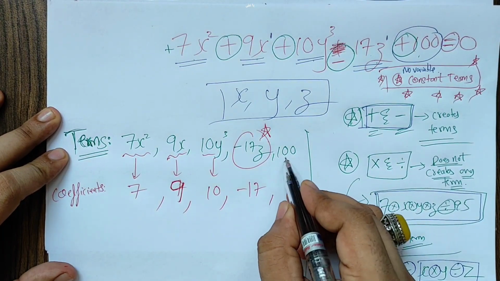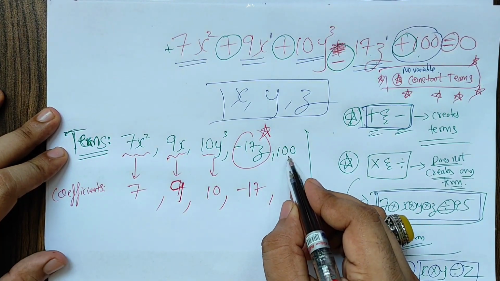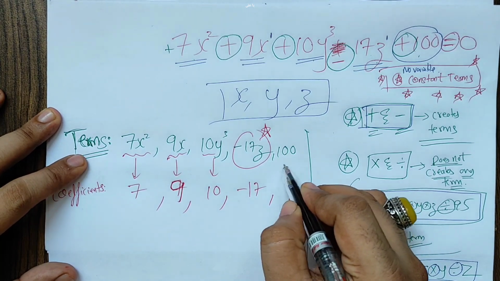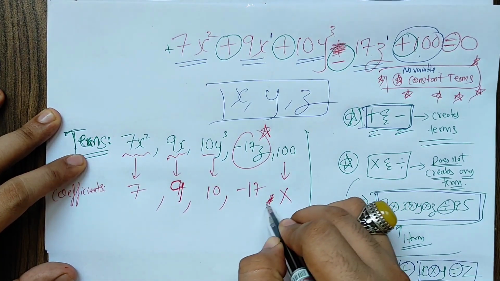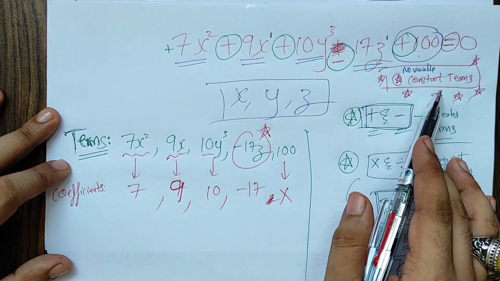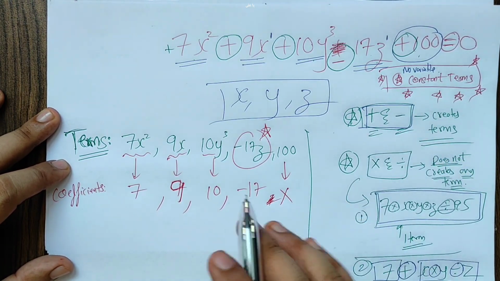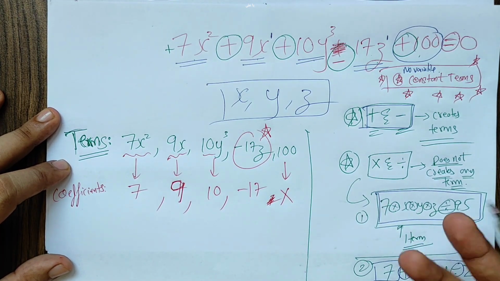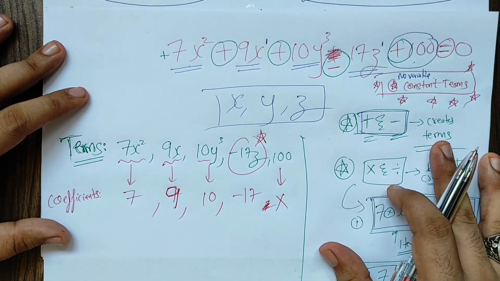And over here, students, there is no variable. Very, very important. So here nothing will come. Whenever we have a constant term, it does not have any coefficient, because itself it's a coefficient only. So pay attention, very important.